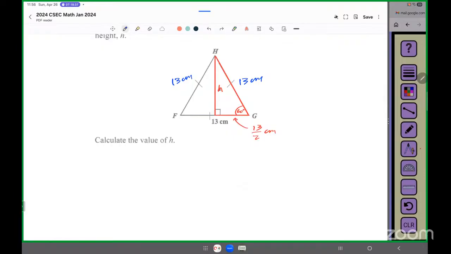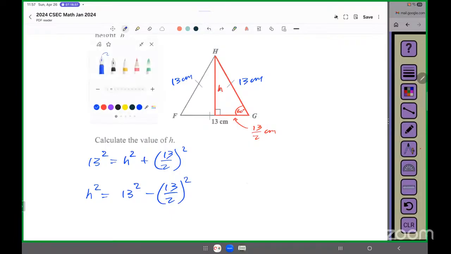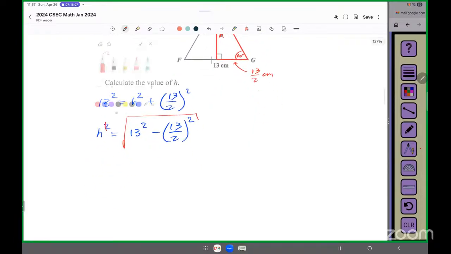So in Pythagoras' theorem, the hypotenuse squared is equal to 8 squared plus the 13 over 2 squared. I'm trying to find this, so take this away and subtract it. You're going to get h squared equals 13 squared minus 13 over 2 squared. And then to find the h, you can cut off the square and square root this side instead. Do that calculation, that will give us h equals.